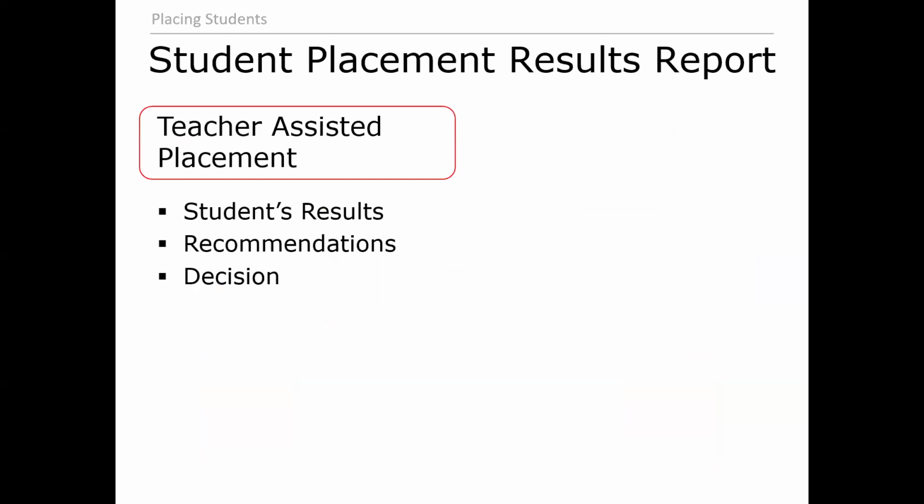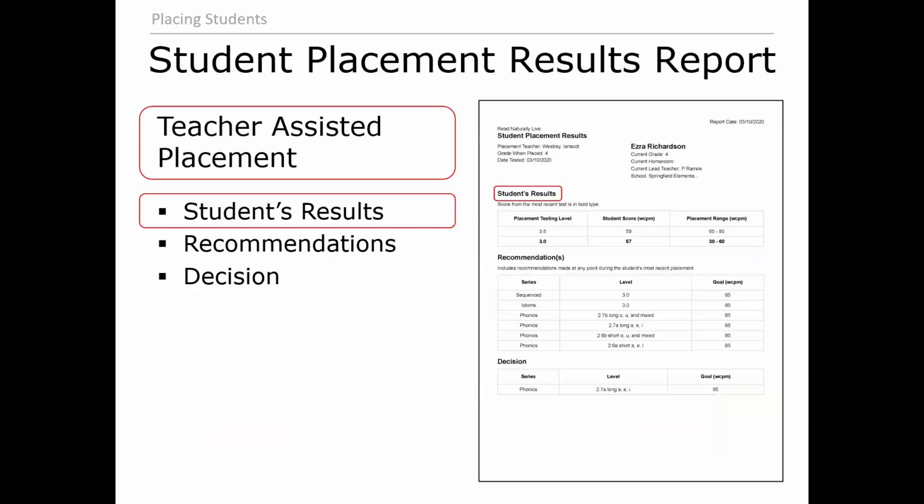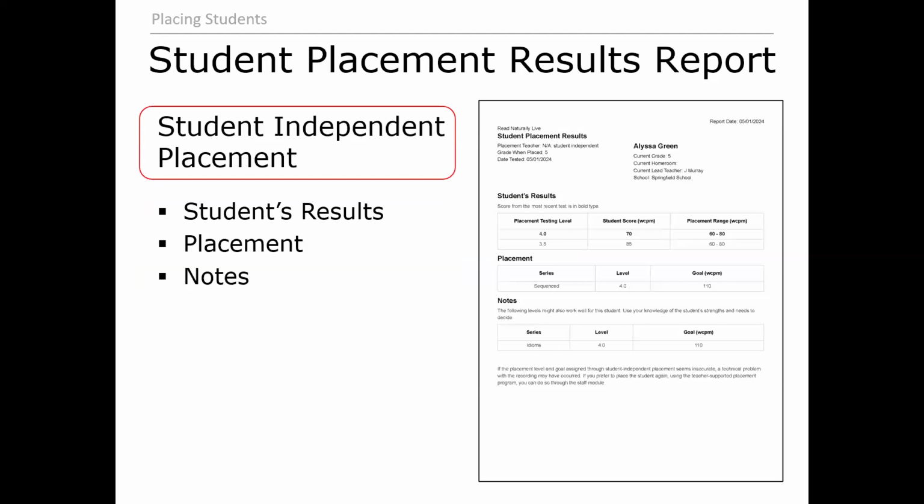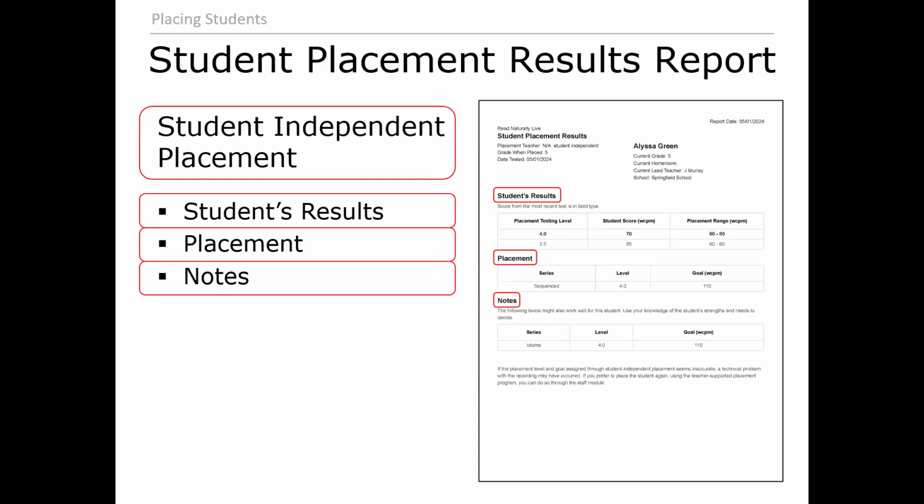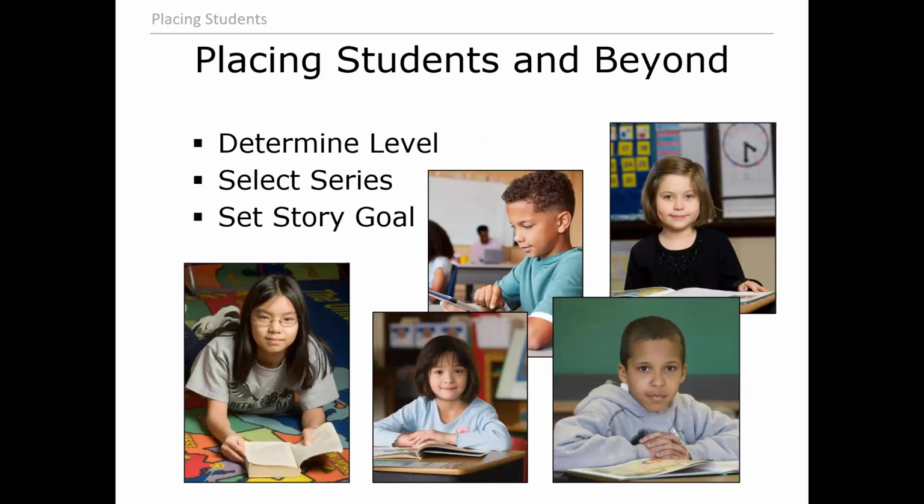So when you are going through placement, for teacher-assisted placement, the students' results are kept track of, the recommendations are going to be listed, and whatever the decision you made is going to be recorded as well. You don't need to keep track of anything as you go. The computer's doing it. It will let you know all the different levels you tested at, how he did on all the different levels, what the computer said you should do, and then what you did. Okay, so don't worry about writing it down. You can run a report after placement. Student independent placement also gives you a report on the results, placement, and any notes that may be relevant to the student. Okay. So that is how you determine which level, series, and story goal is right for the student.